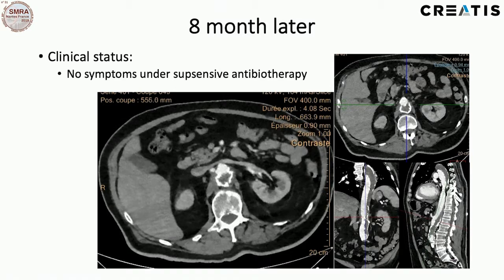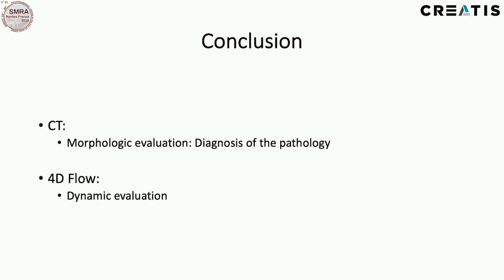So, as a little conclusion, the CT helped us to make a morphologic evaluation to diagnose the pathology, but thanks to the 4D flow, we have been able to realize the dynamic evaluation. And in our center we use the 4D flow very, very frequently for dissection. It helps us a lot.